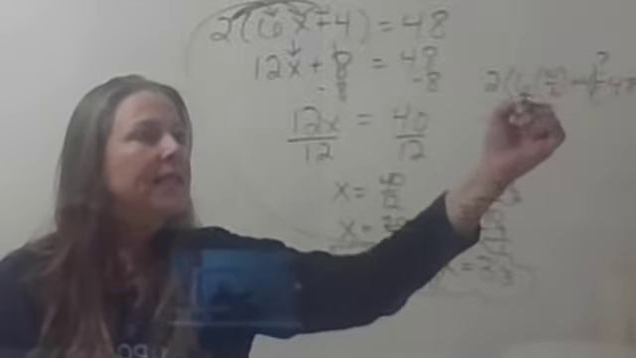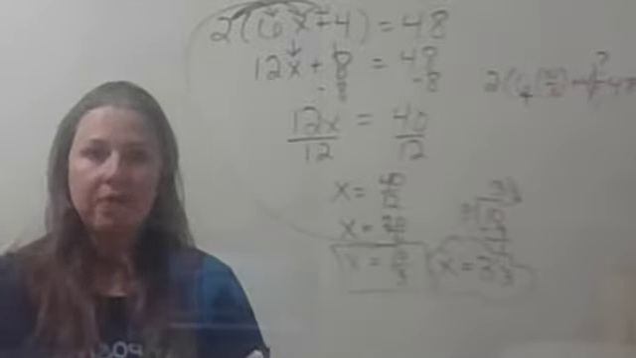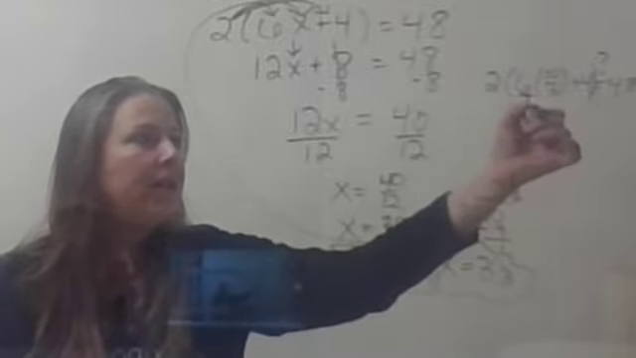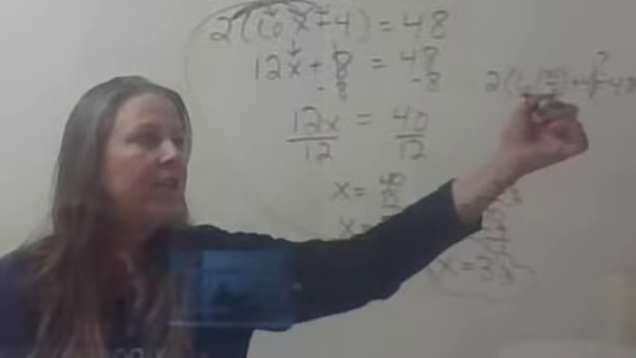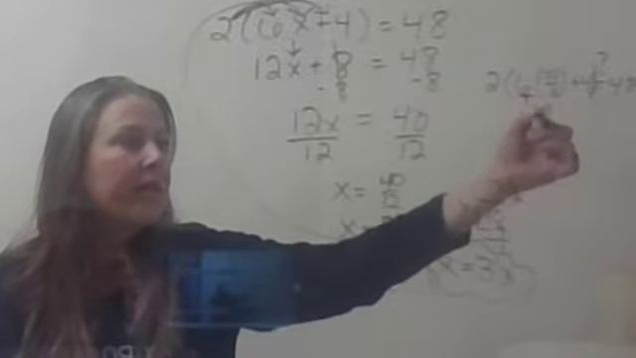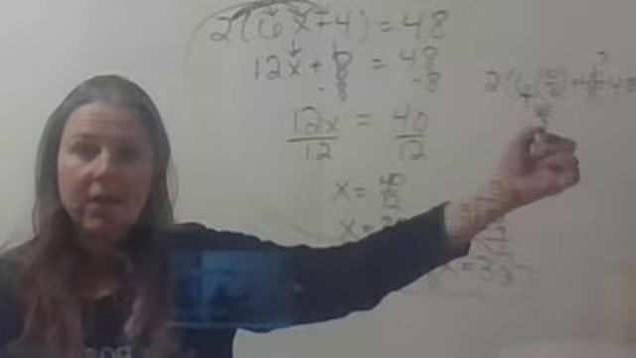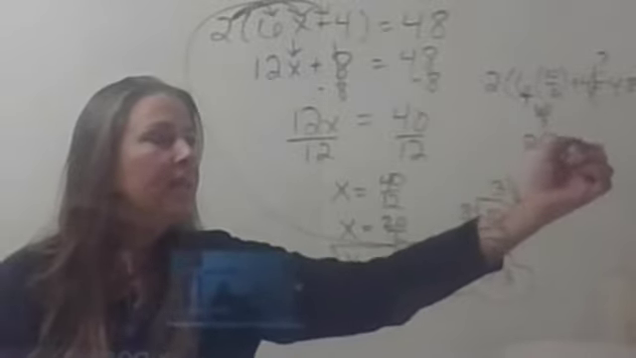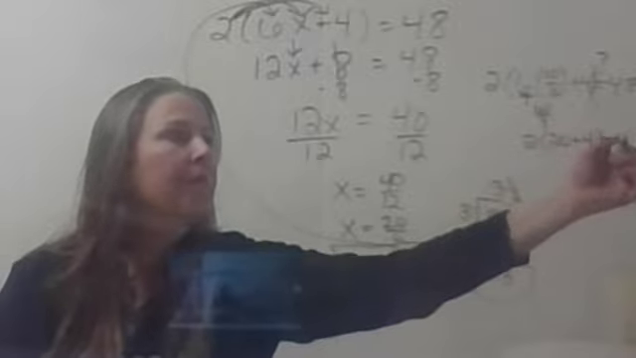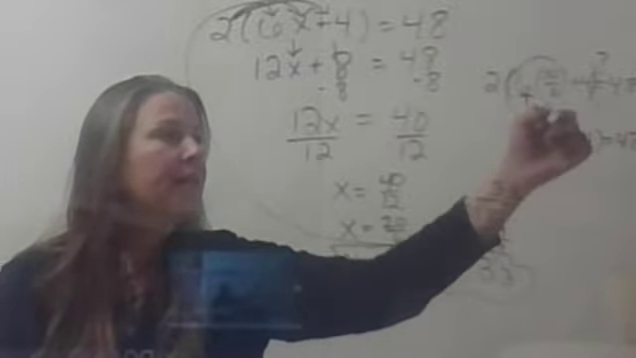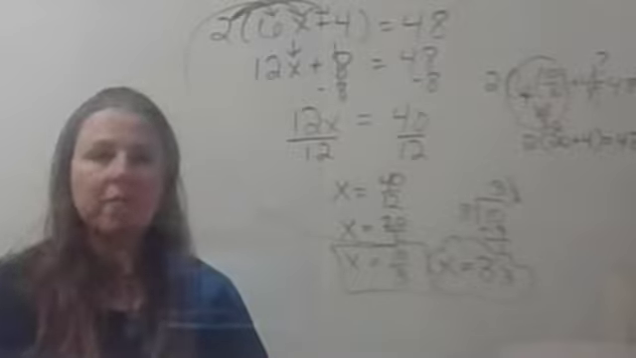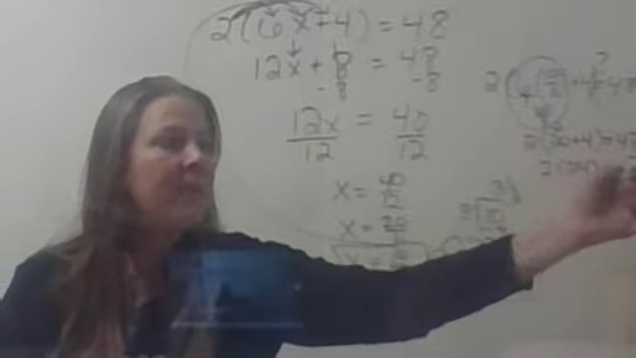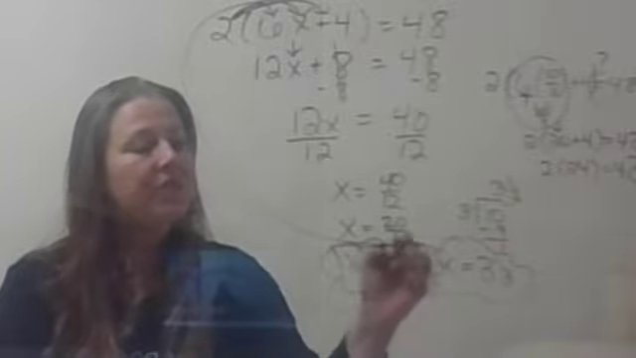Now, 6 is the same thing as 6 over 1. So 6 times 10 is 60. And 60 thirds, 3 times 1, is 60 divided by 3, which is 20. So this is really 20 plus 4. So this right here equals 24. So 2 times 24 is 48. So now you are 100% certain that's correct.